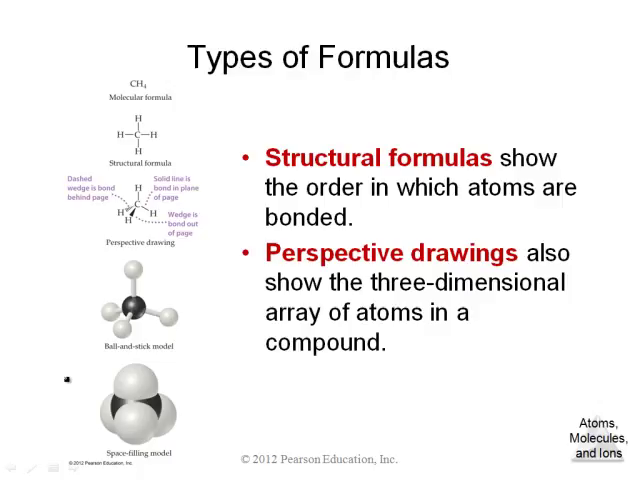Now, so we just saw empirical formula and molecular formula. Another type of formulas, we can look at, are the structural formulas and perspective drawings. Structural formulas will show you the order in which the atoms are bonded. As the name suggests, the structural formula tells you how the structure of the molecule is going to be, how it is connected, the connectivity.